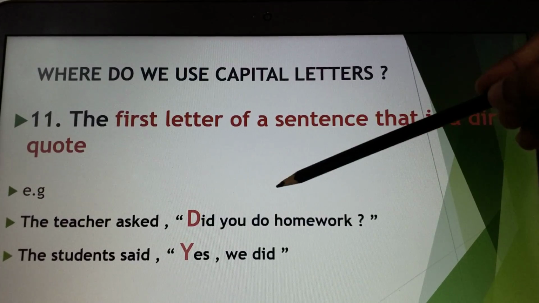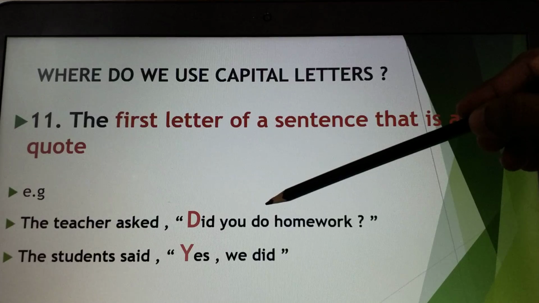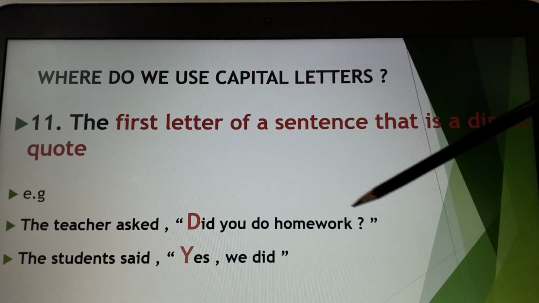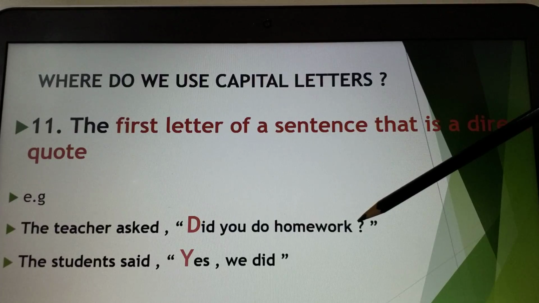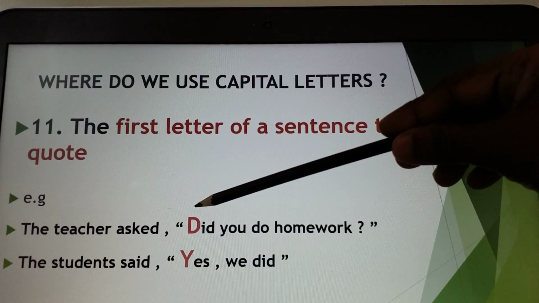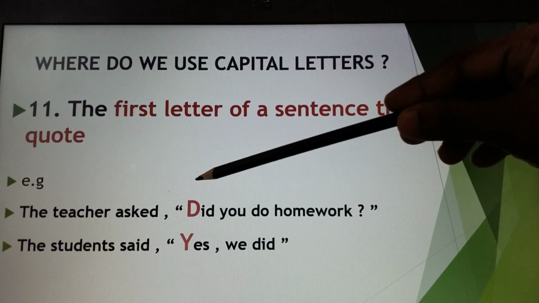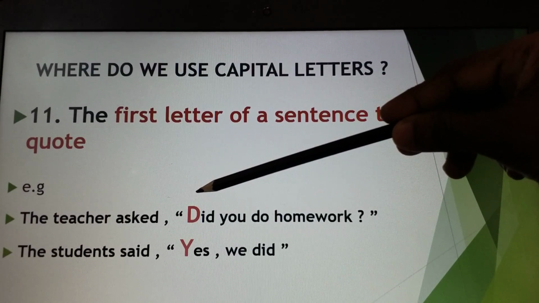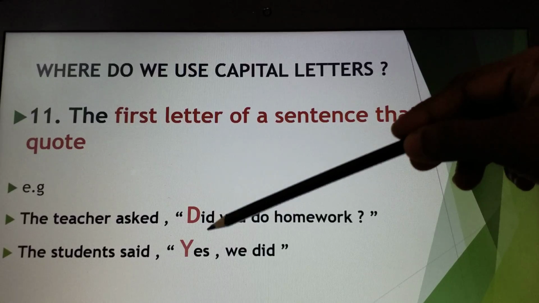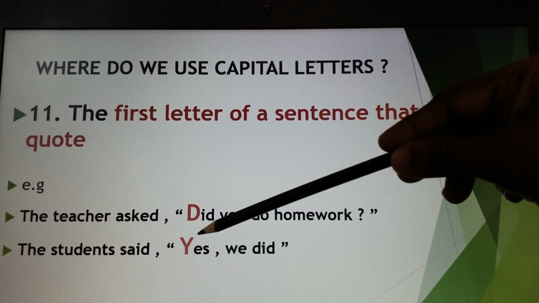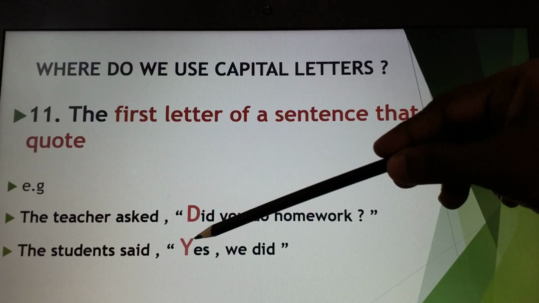Now look at the quotes given here. Did you do homework? Look at the first letter of the quote. It has started with a capital letter. Here also, it starts with a capital letter.